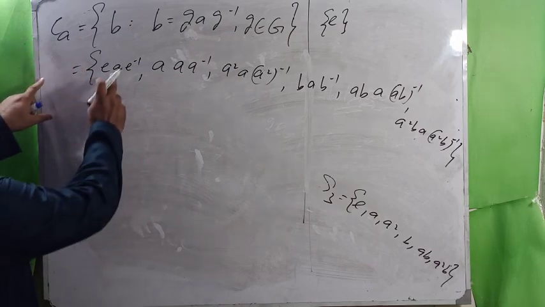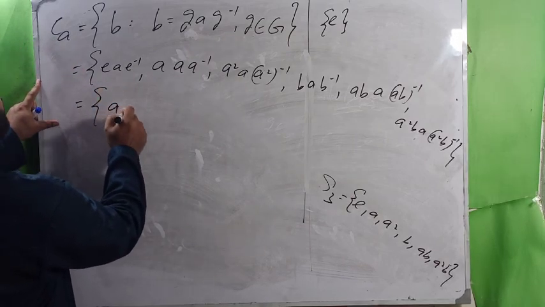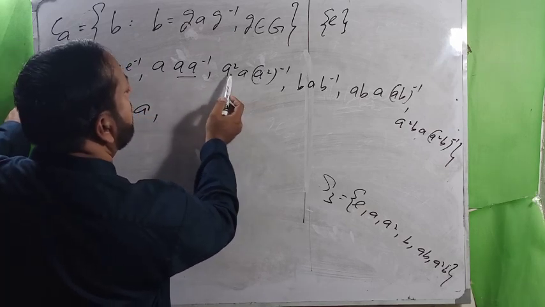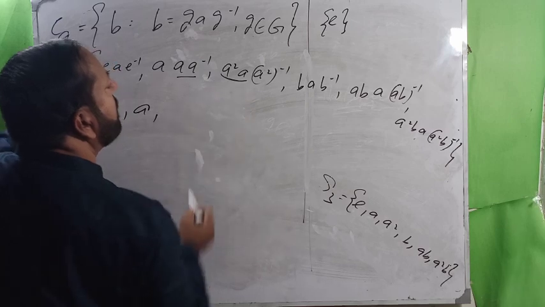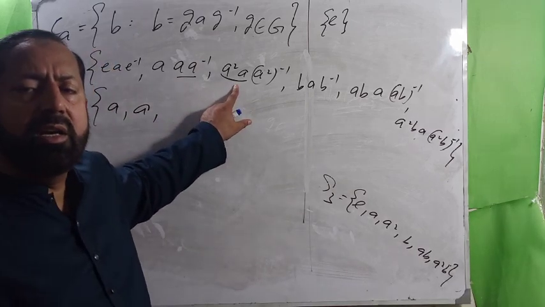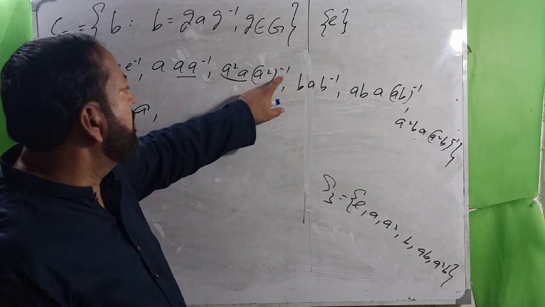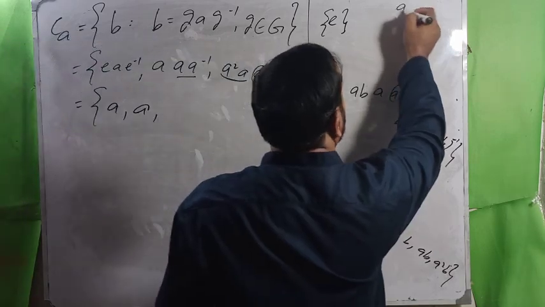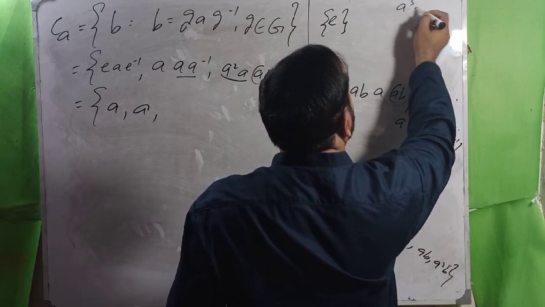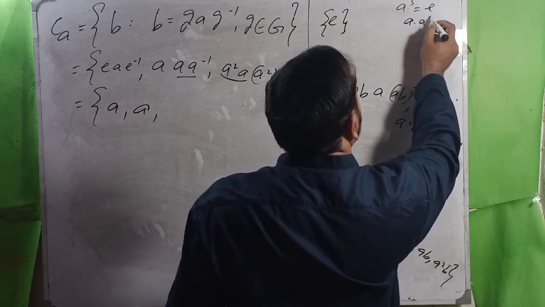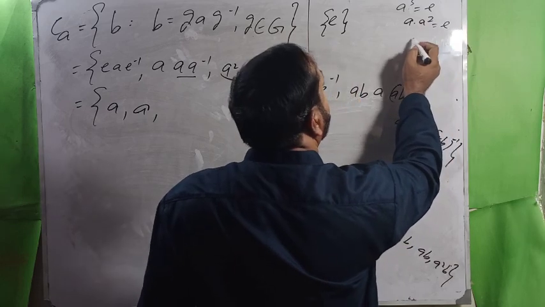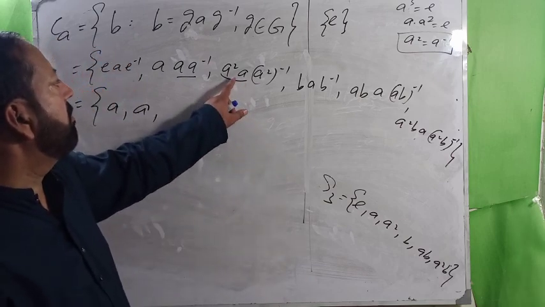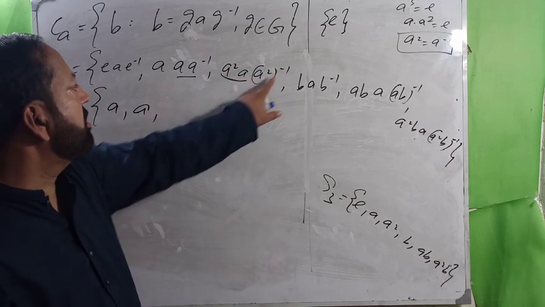Now you simplify. What is this? This is A. What is this? This is A. What is this? A square and A square and A. This is A cube, and A cube is the identity. And you know that A square inverse is of course A. You know A cube is equal to E. This means that A square is equal to A inverse. So what is this? It is E, and A square inverse is A.